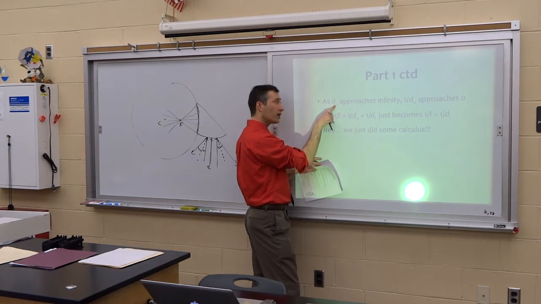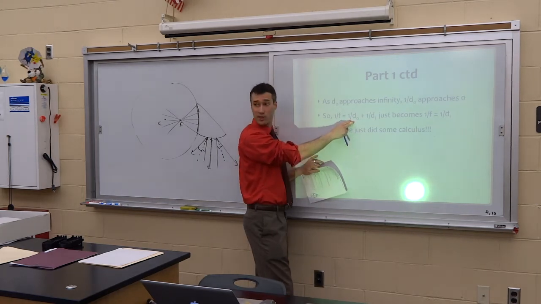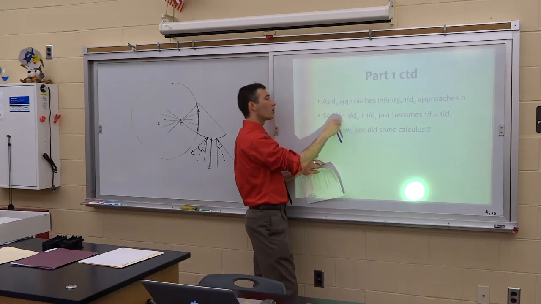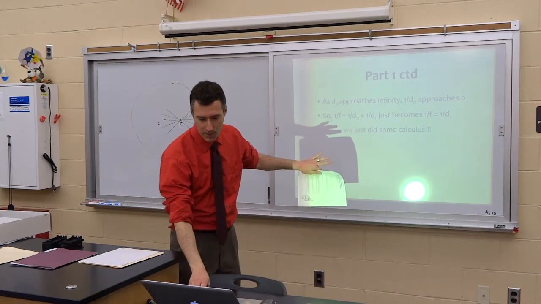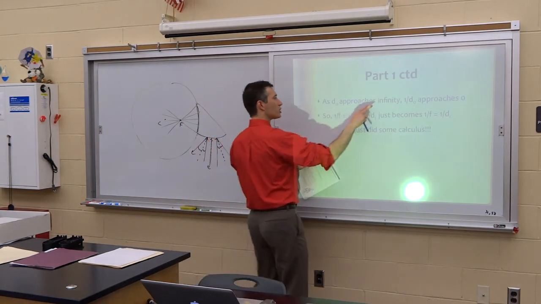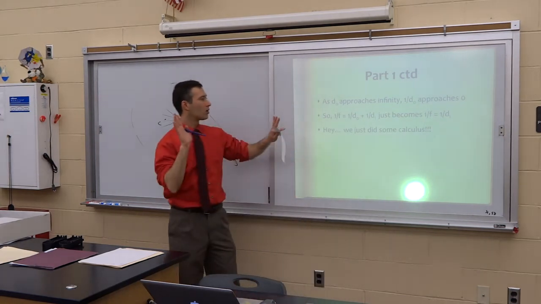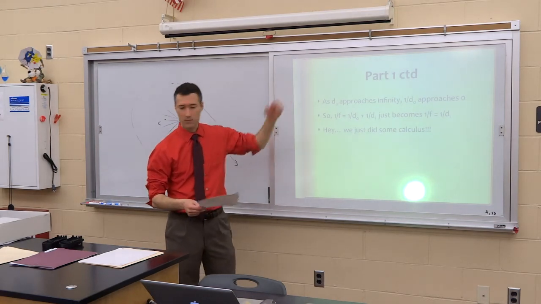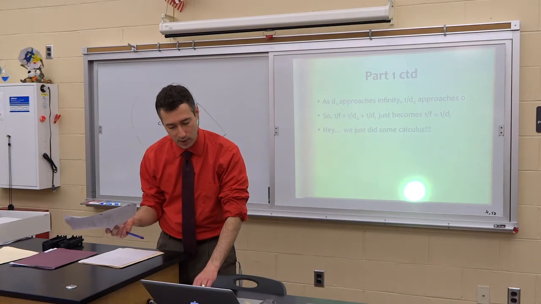So if DO is really far away and approaches infinity, 1 over DO, 1 over infinity, pretty much becomes 0. Right? 1 over a super huge number is a super small number. So 1 over DO approaches 0, and then this equation becomes just 1 over F equals 1 over DI. Right? So that should allow you to pretty easily finish part 1. And that's actually some pretty straightforward calculus that we just did.